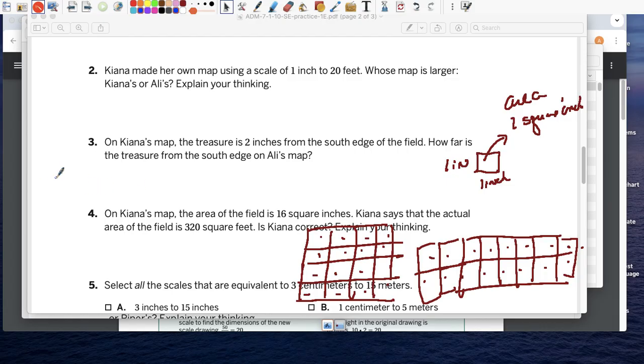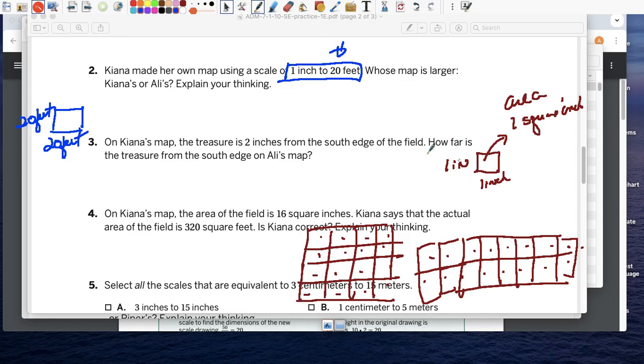So let's take that same square. Instead of 1 inch, in Kiana's map, 1 inch would actually be, I apologize, let me make this a little better. Using the scale right here on Kiana's map, if I took that square inch, every inch would actually translate to 20 feet. So this would be 20, and this would be 20. So I'm changing the 1 inch squares into 20 feet squares because that's the scale.